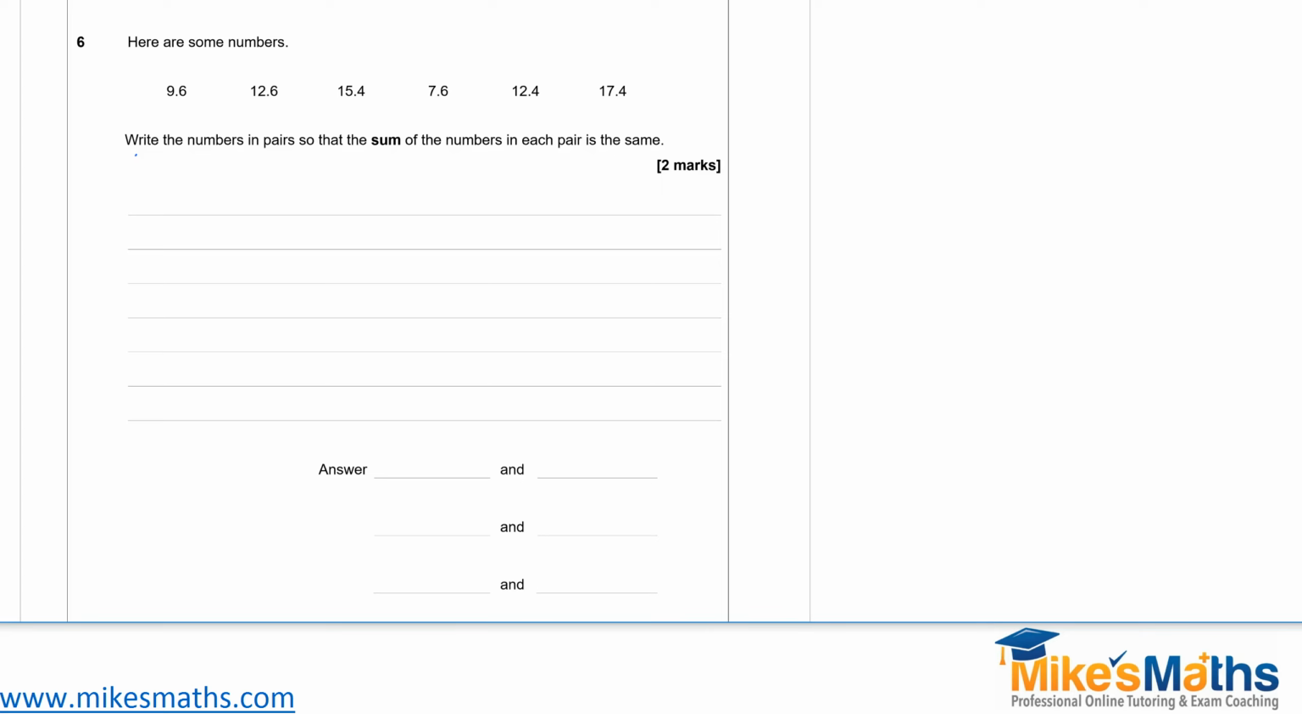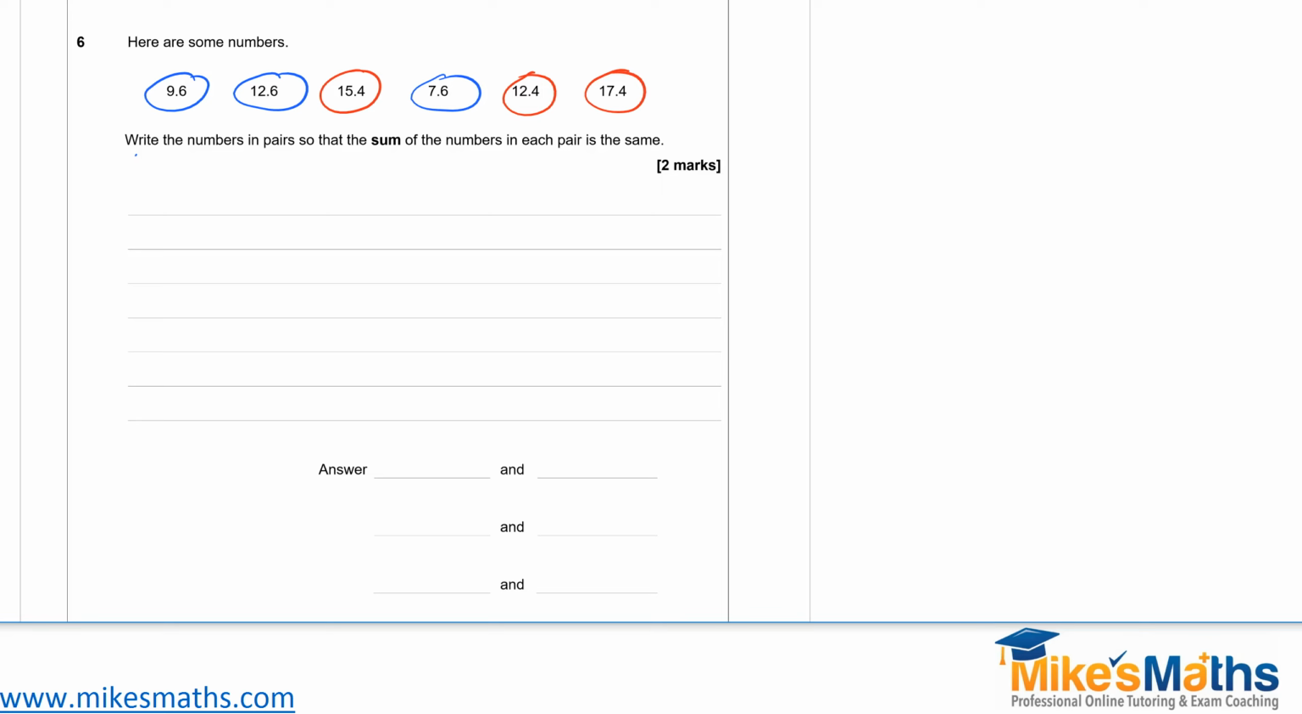It says here are some numbers. Now, don't just scoot over them, have a look at them. 9.6, 12.6, 15.4, 7.6, 12.4, 17.4. What do we notice about these numbers? Well, one thing you might have noticed is that 3 of them, that one, and that one, end in 0.6, and the other 3 end in 0.4, don't they?